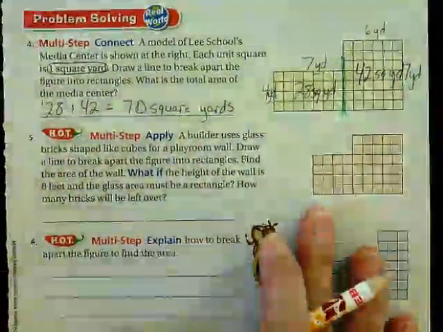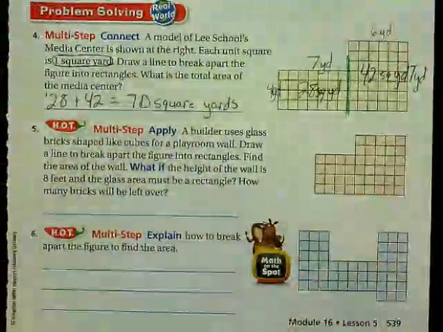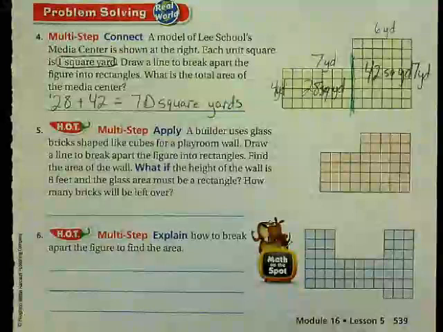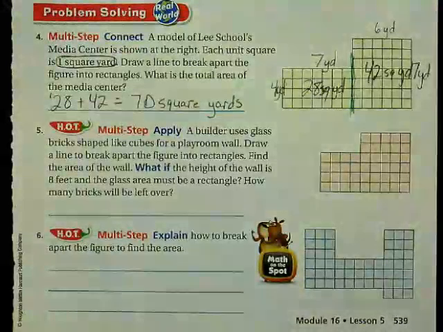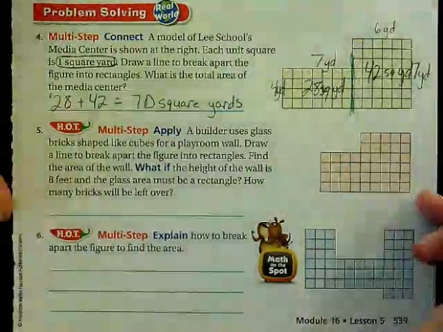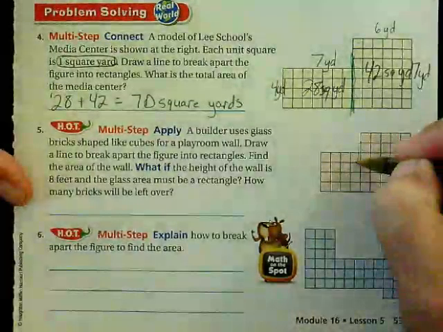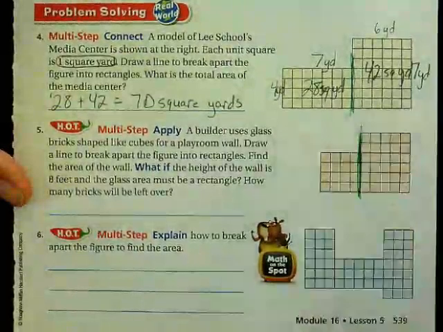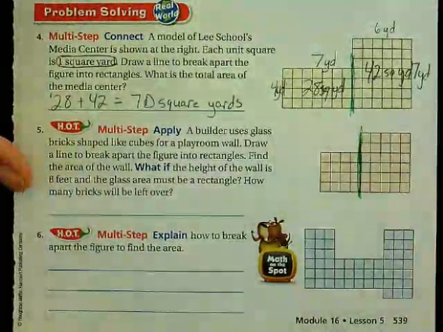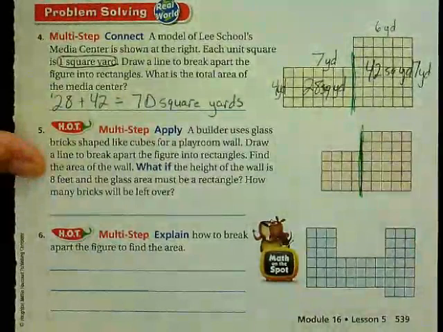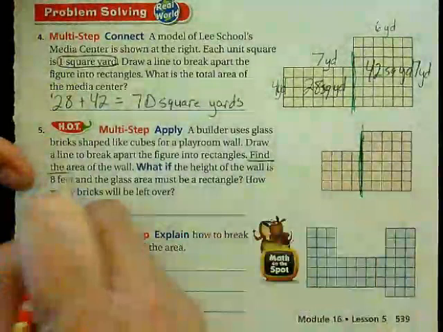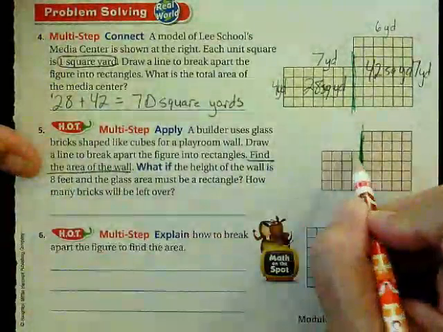Number 5, multi-step. Yay! Apply. A builder uses glass bricks shaped like cubes for a playroom wall. Ooh, how fun. Draw a line to break apart the figure into rectangles. Where's the most reasonable place to do that? I'm thinking here again. I'm going to go with another vertical line. Okay. Done. Find the area of the wall. Okay, find the area of the wall. We're going to do that. 1, 2, 3, 4.